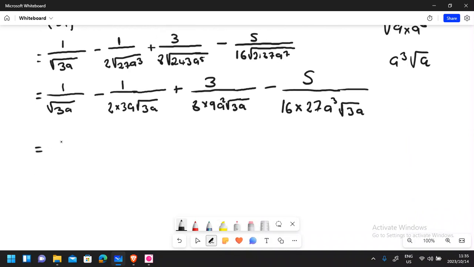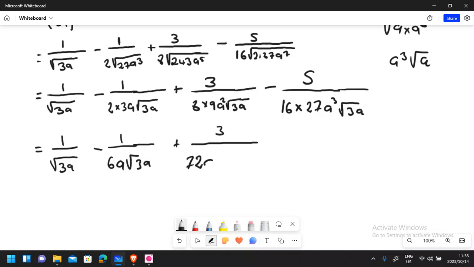So the final answer, because this one is going to be root 3a minus, it's going to be 1 over, what is 2 multiplied by 3? This is going to give us 6a and then root a. There we go. Plus, let's do this. Now this is going to be a big number. What is 8 multiplied by 9? Which is going to give us 72. This is going to be 72 a squared and then root 3 root a.